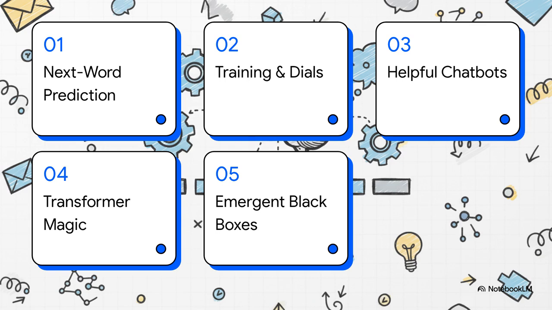To truly get how this all works, we're going to treat today's explainer like a blueprint to reverse engineer the machine. First, we'll look at the next word prediction engine, then training in billions of dials. After that, teaching chatbots to be helpful, the magic of transformers, and finally, emergent behavior and black boxes.